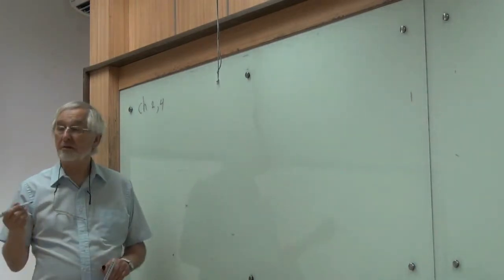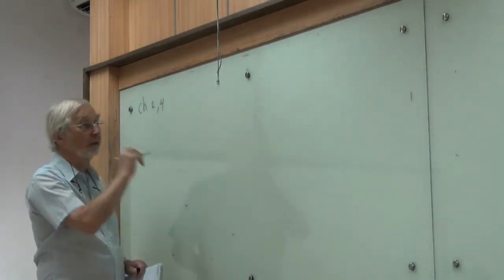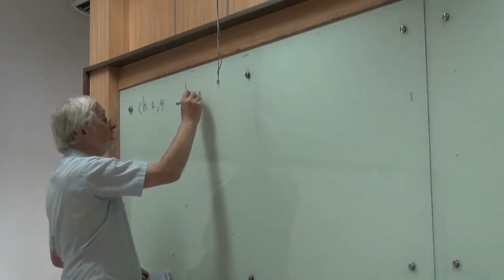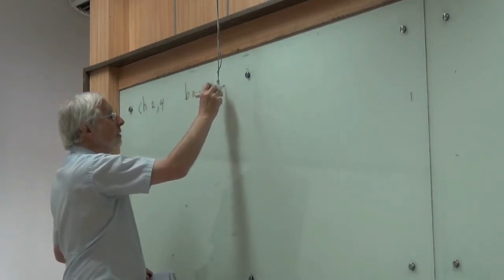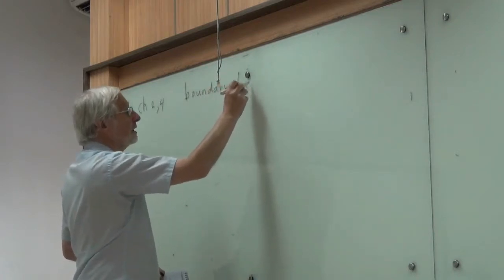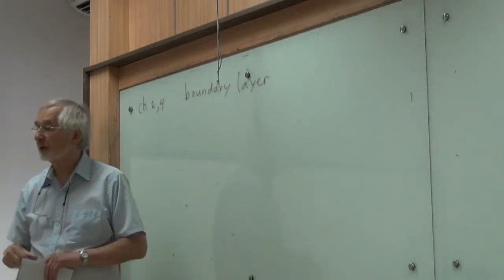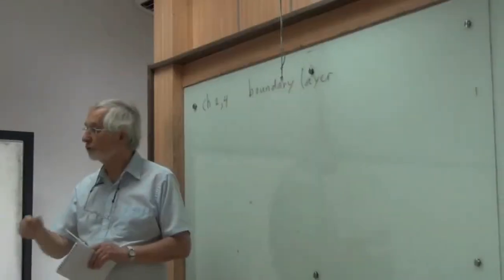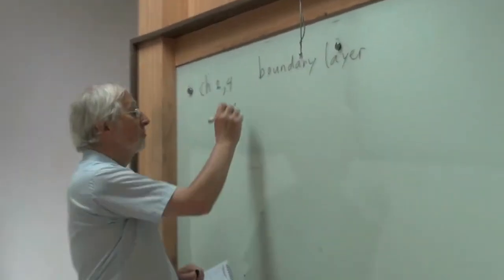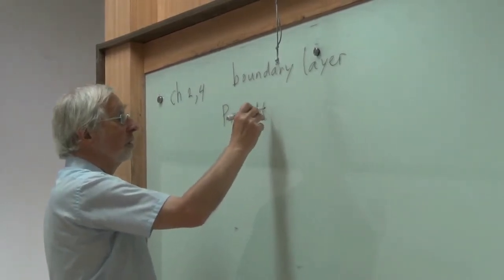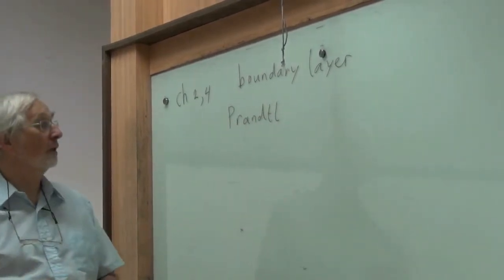By the way, just an intermezzo, the real start of this kind of theory, what happens near x is zero, is called the boundary layer. So in our example, the boundary layer is just a small layer near x is zero, where the fast motion takes place. That was introduced for the first time by a German professor of aeronautics, Prandtl.